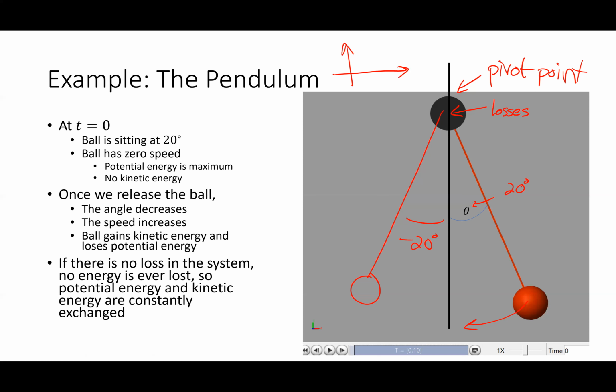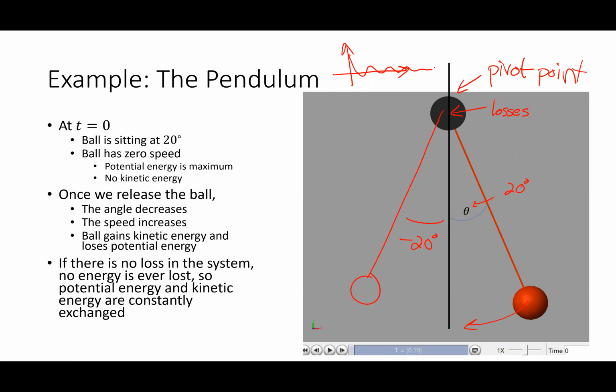Not an exponential per se, right? But what would it look like? It would look like this. It would go like that, right? What I would call a damped response. Okay, it's trying to look sinusoidal, but because of the losses in the system, it's decaying.